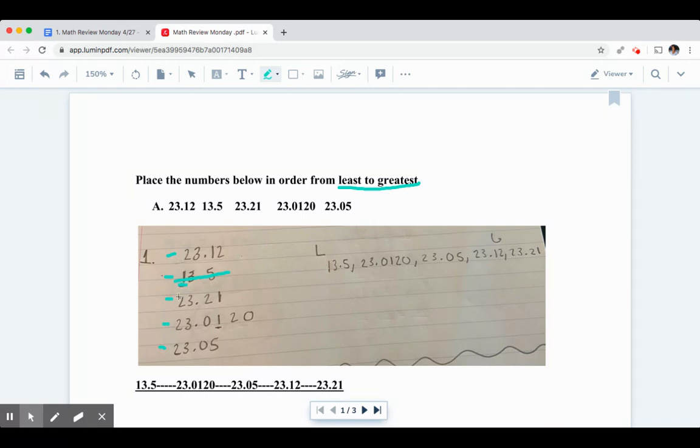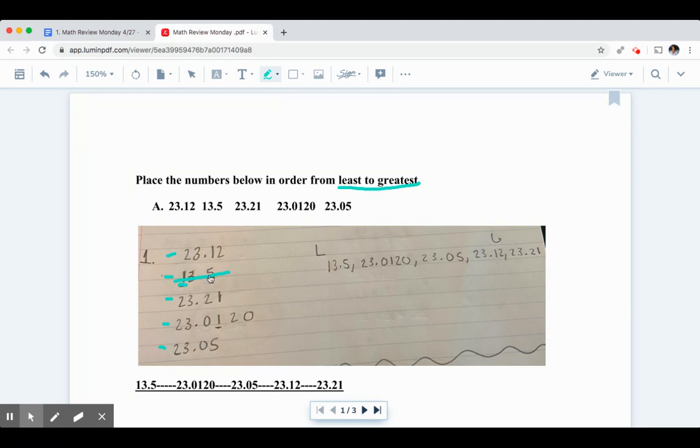So the rest of the numbers all have a 2 in the tens place. So they have the same value there. What should I do next? Right, I should move to the next biggest place value to the right, which would be the ones place. All of the numbers have a 3 in the ones place, so I can't tell anything again, and now I'll move to the next place.